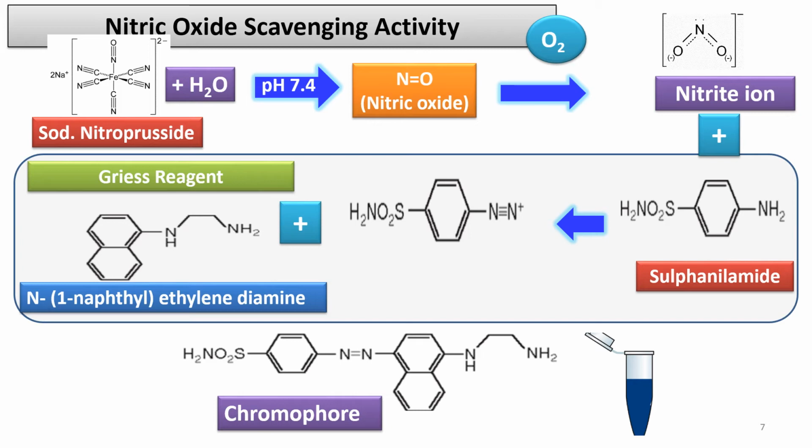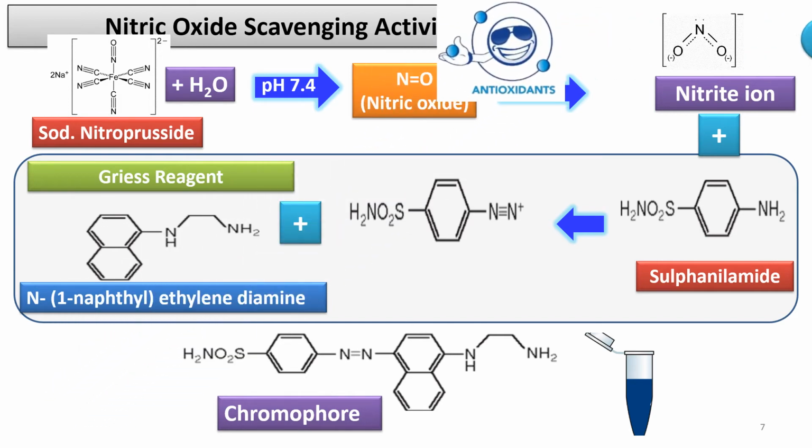But in this test tube, if you have the presence of an antioxidant, antioxidants are able to kick off this oxygen. They prevent the oxidation of nitric oxide to nitrite. Eventually, there will be very little nitrite ion formation. Since there is low nitrite ion formation, the further process with the Griess reagent stops, and there will be no or low formation of this chromophore, the colored complex.